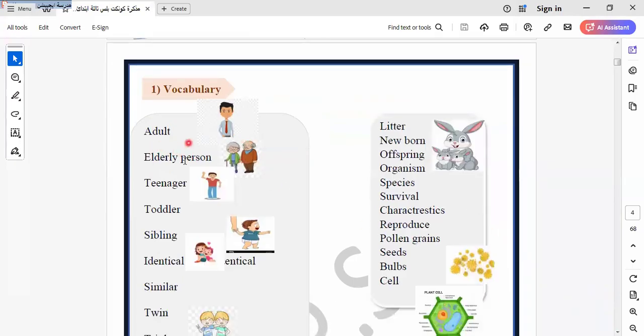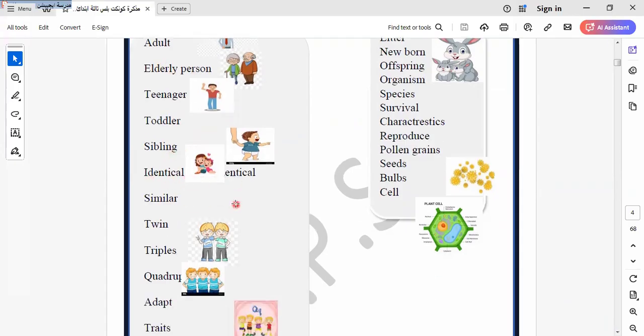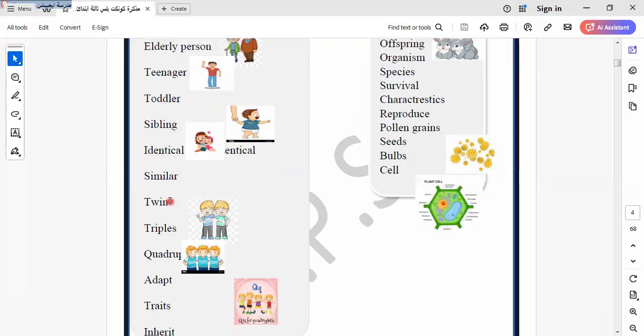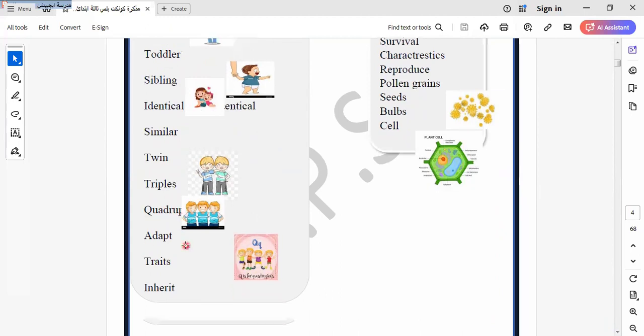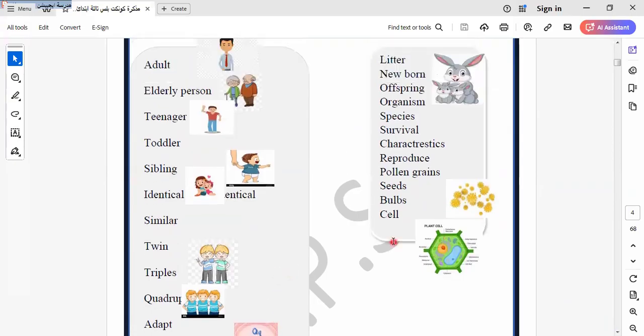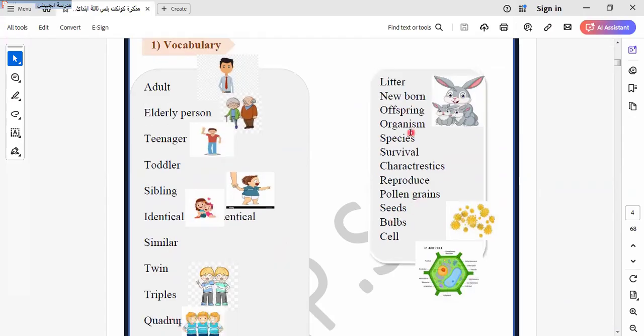We have here adult, elderly, person, teenager, toddler, sleeping, identical, similar, twin, triplets, quadruplets, adapt, traits, inherited. I think we took inherited traits and traits in Discover. If you revise the video of Discover, you can watch what we told in this video.